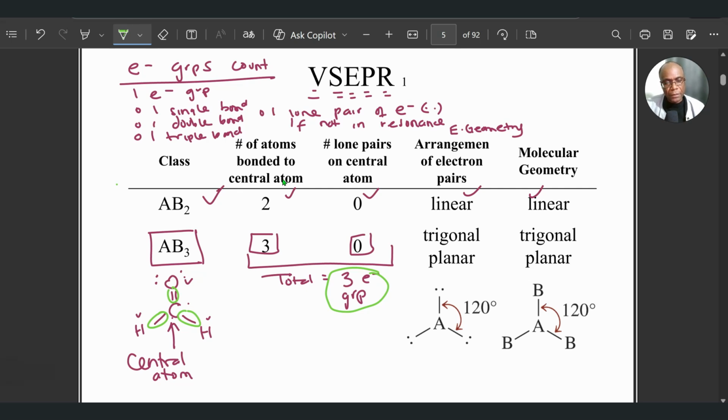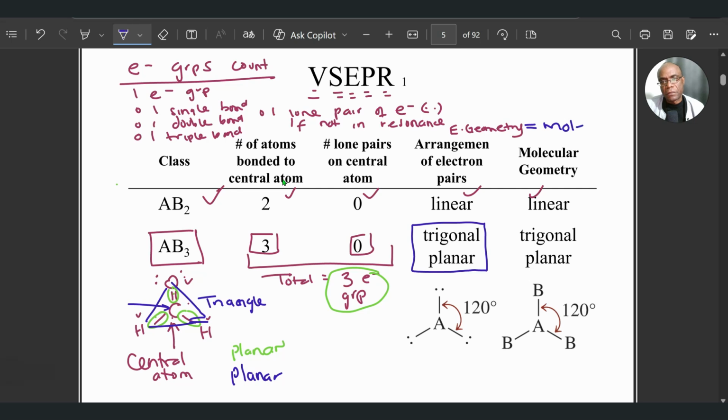When you don't have a lone pair, all these electron groups will be flat. So they're going to be planar, so to speak, flat on the surface. So we say planar. However, if you connect the tip of those electron groups shown by clouds, you get a triangle. So connect together triangle and planar. The electronic geometry is trigonal planar. Now, do you have a lone pair? No. So I expect electronic geometry to be equal to molecular geometry, and it's going to be trigonal planar.